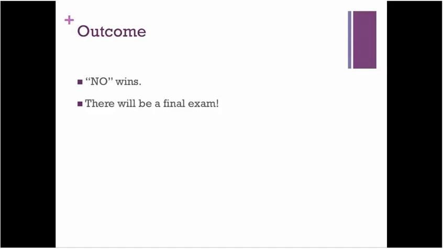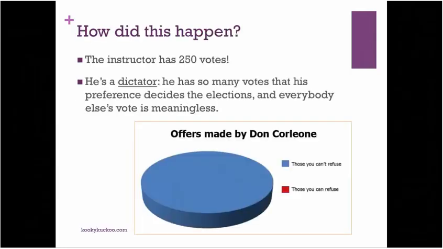Now you may object to that. You may say, well, how can that be? We had a vote. Well, I forgot to tell you that the instructor has 250 votes. And since there are not 250 students, his 250 votes overwhelm the votes of everybody else. He's what you call a dictator. He has so many votes that his preference decides the election and everybody else's vote is meaningless.